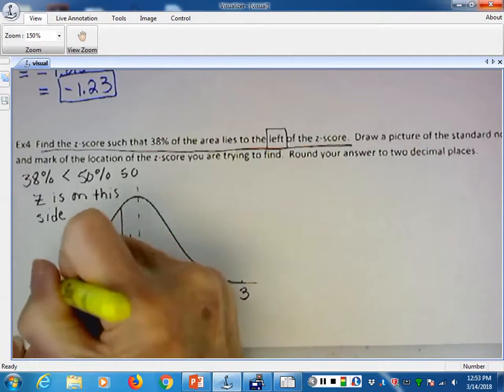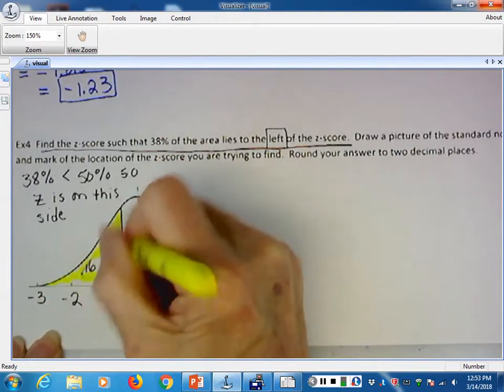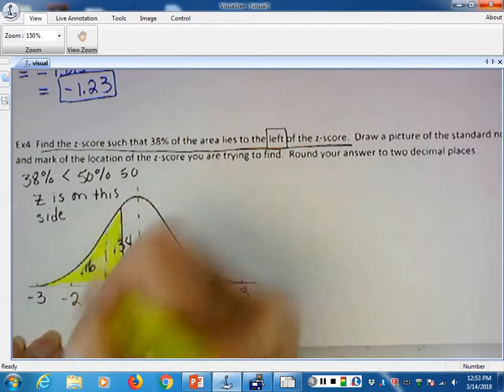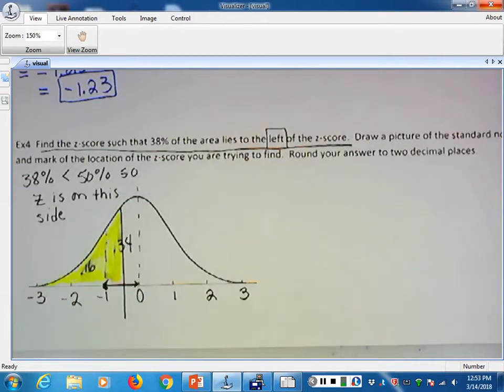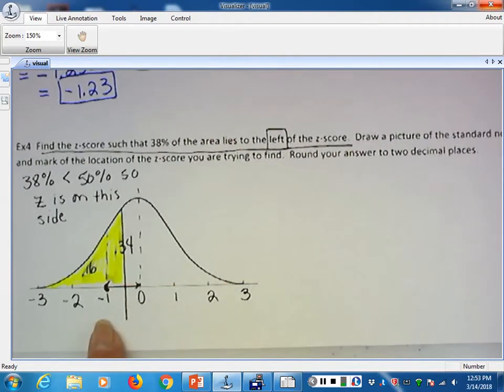And say that we think this is about 38%. Now, we're not experts at this. We may come out with an answer that's not exactly where we drew that line. But it should be at least between these two numbers. Okay? It should be between those two.